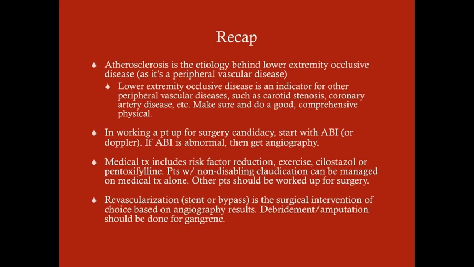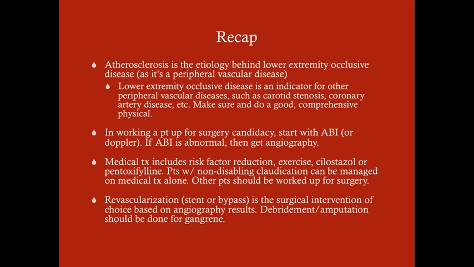Okay, so just to recap here, atherosclerosis is the etiology behind lower extremity occlusive disease, just like any peripheral vascular disease. Lower extremity occlusive disease is an indicator for all other peripheral vascular diseases. So if you've got atherosclerosis that's symptomatic in one place, you may have it in another. So you're going to want to listen for carotid bruits. You're probably going to want to get an EKG on the patient, stress test, make sure you're doing a good comprehensive physical and workup in case there's anything else that might be asymptomatic that needs to be treated prophylactically for the future. So just remember that this is part of a bigger problem.